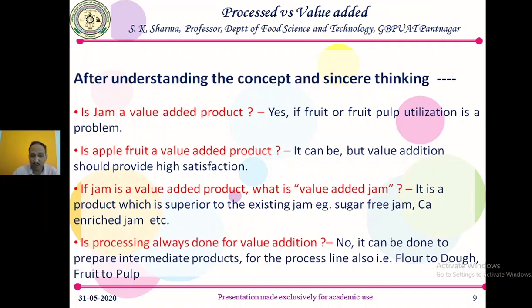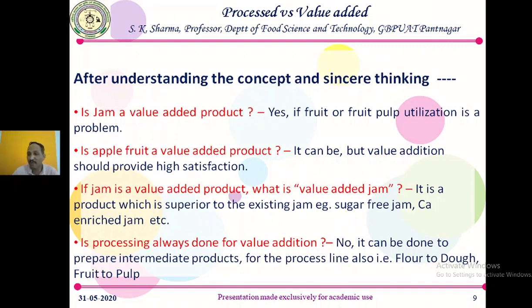Is processing always done for value addition? No, we don't process always for value addition. Processing can be done for getting some intermediate products also. For example, if we convert flour to dough, dough is not a finished product. It is a process of adding water and mixing it for some time in a dough mixer. But dough is not a finished product. We have to do some processing in order to get a dough, but it's not a finished product.